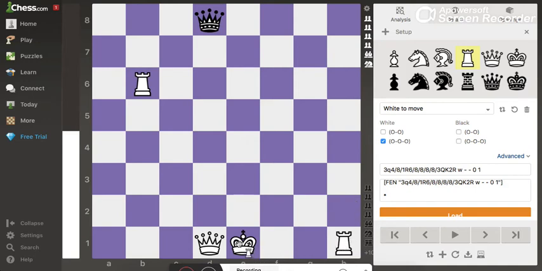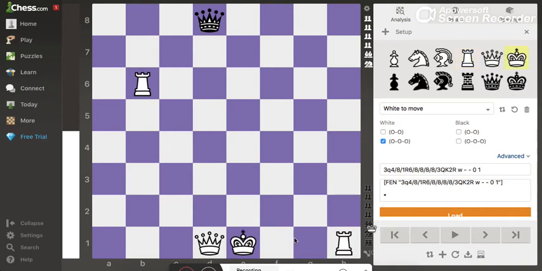So castling is like this: the king goes two steps, this is one, this is second, and the rook goes to the other side of the king. Okay, so this is castling. But let me come back.